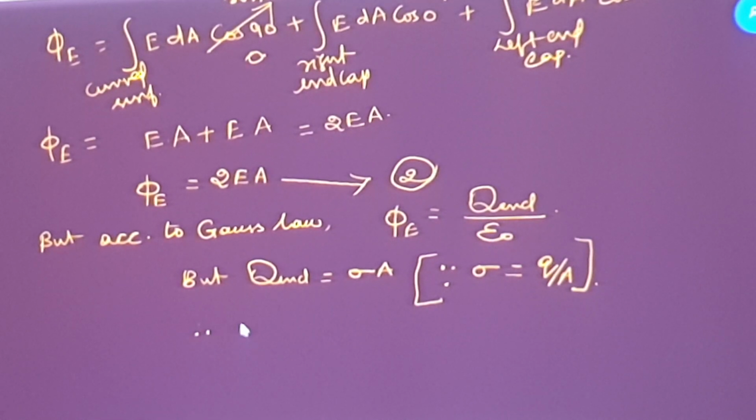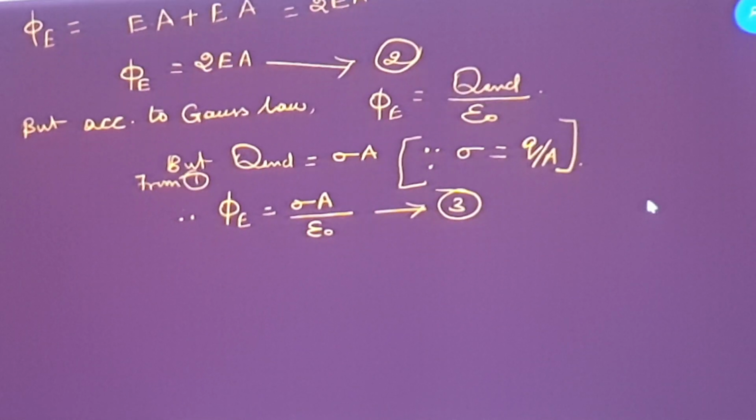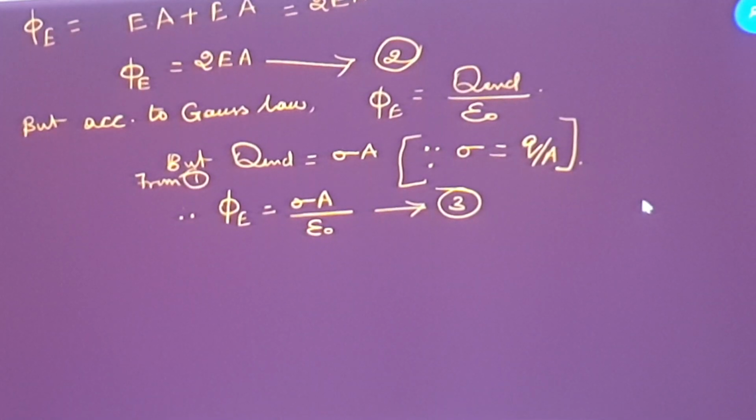Therefore, I can write, according to Gauss's law, flux phi E is equal to the charge enclosed, which is sigma A divided by epsilon 0. Take this as equation number 3. But this is from equation 1. Now, when you are comparing equation 2 and equation 3, what will you be able to get?